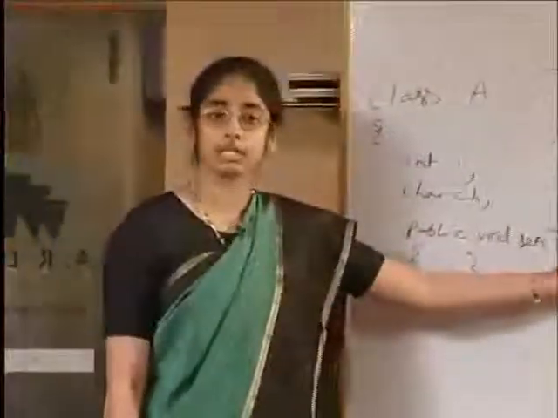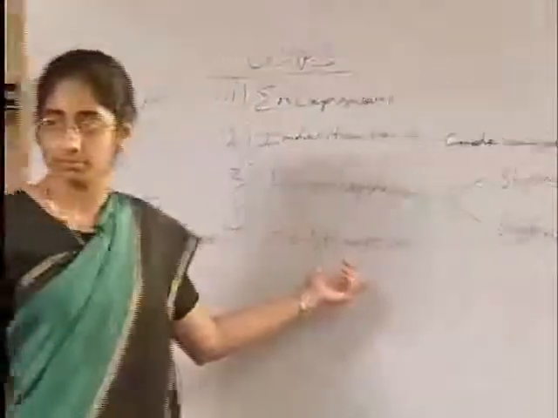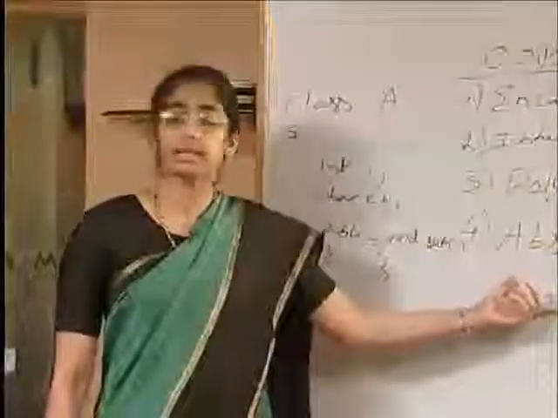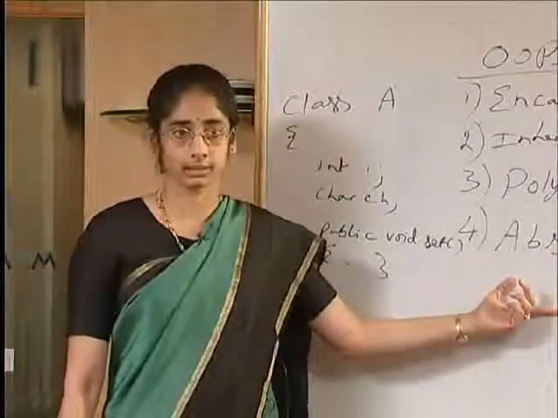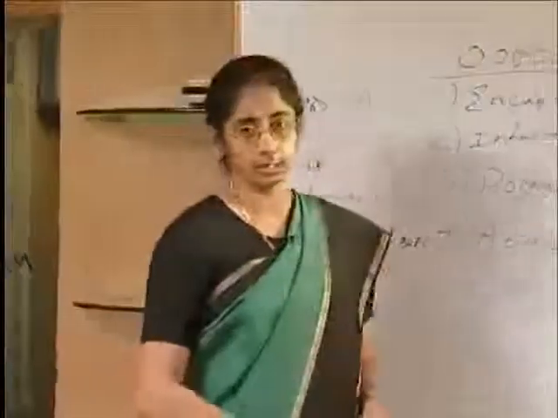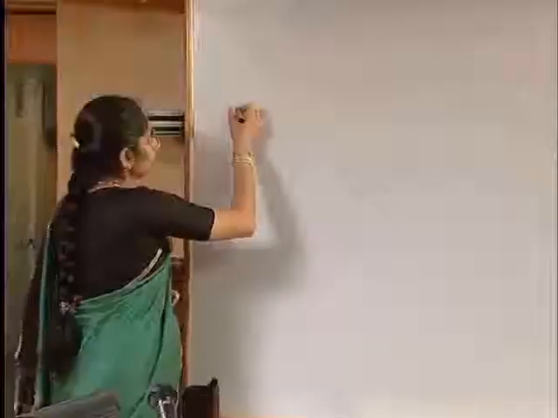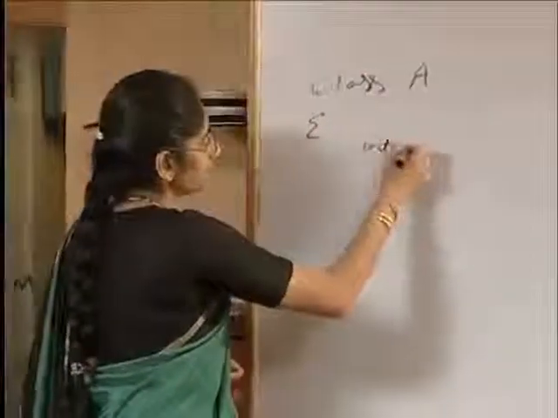Now coming to abstraction. Abstract means something which is unknown. So the abstract data types occur at the generic level of classes, at the top level of classes. That is abstraction. So now let's look at an example of each one of these features. Let's say we have a class with certain members.